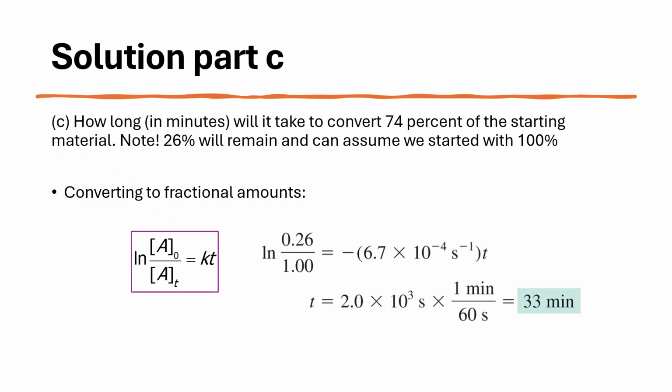This is just a little bit more convenient. When we plug in the numbers, it's the natural log of 0.26 over 1. This is equal to k times the time. We simply solve for the time. If we want to convert that to minutes, we certainly can, because that's how it's actually asked in the question. And then we're done.